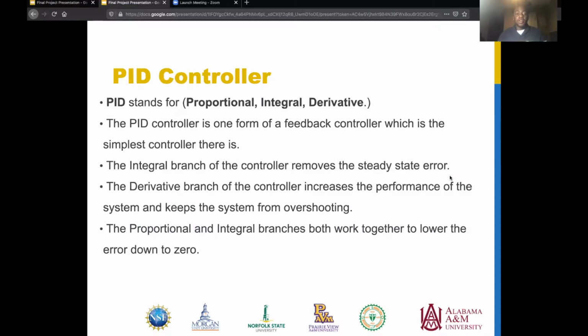PID stands for proportional, integral, and derivative. The PID controller is one form of a feedback controller, which is the simplest controller there is. You have the integral branch of the controller, which removes the steady state error, the derivative branch of the controller, and this branch increases the performance of the system and keeps the system from overshooting. And lastly, the proportional and the integral branches both work together to lower the error down to 0.